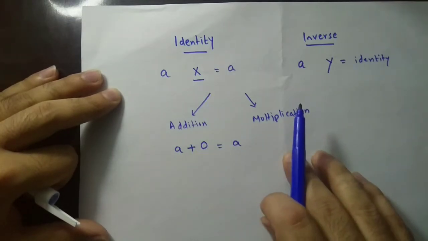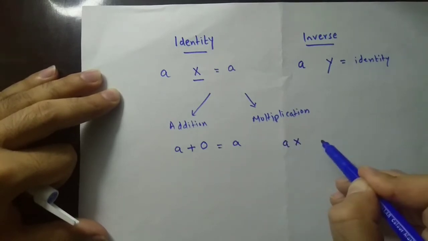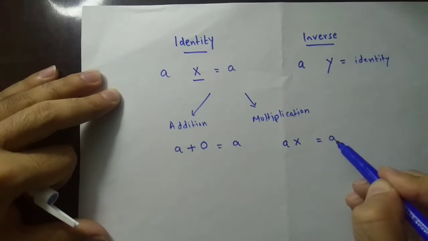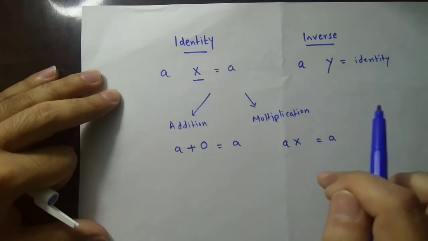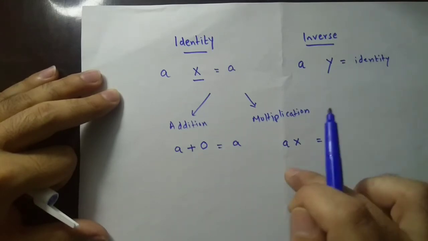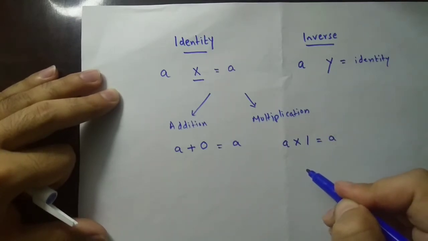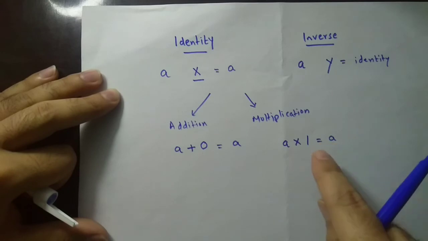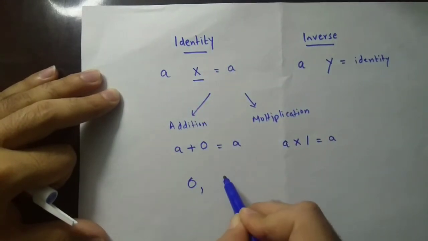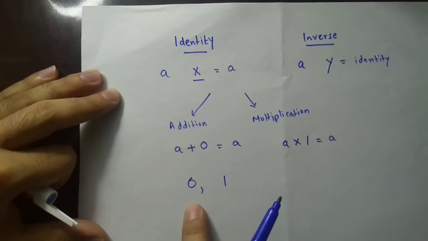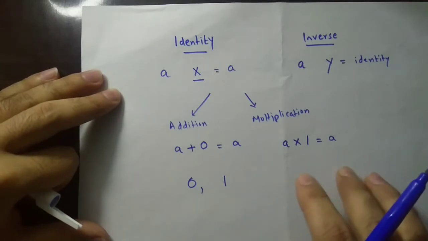Whereas in multiplication, what is that specific number which when multiplied to another number has no effect on it? Now here we cannot write a 0 because 0 when multiplied by another number will give you 0 as the answer. I need the same number. So that is 1. So in multiplication, the identity is 1. So here we get two specific numbers, 0 and 1. 0 is known as the additive identity, whereas this 1 is called the multiplicative identity.